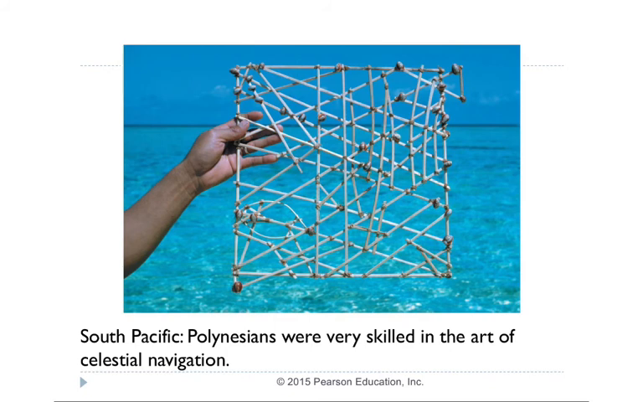Polynesians in the South Pacific here were very skilled in celestial navigation. This is more of an ancient GPS system where they would hold this up to the night sky, align it with several stars, and then be able to travel, so jumping from island to island.